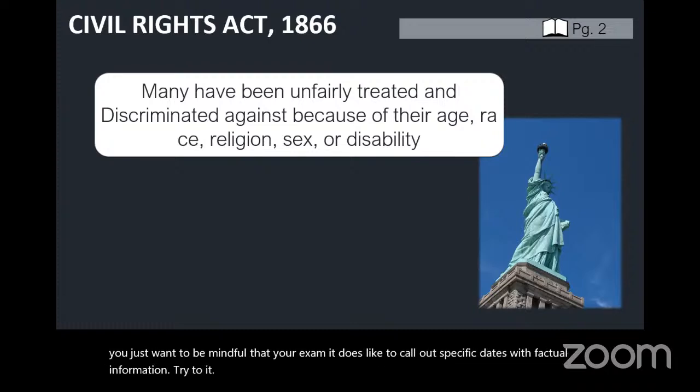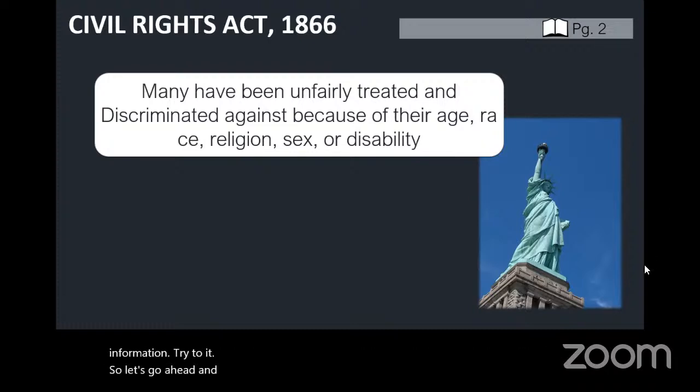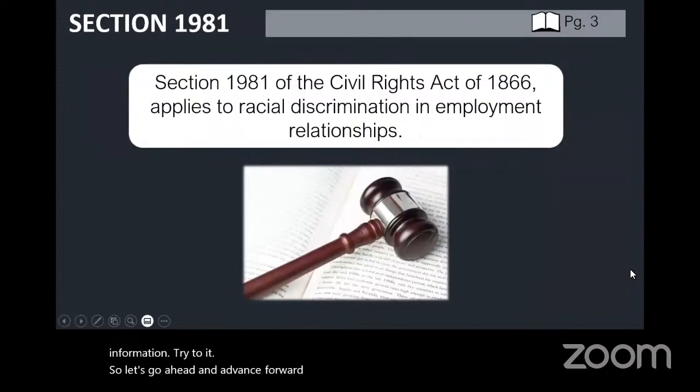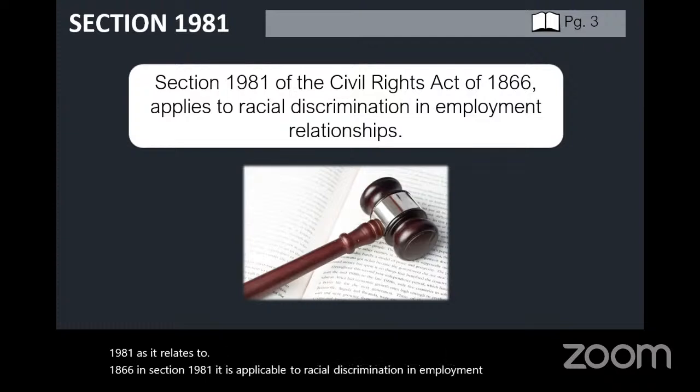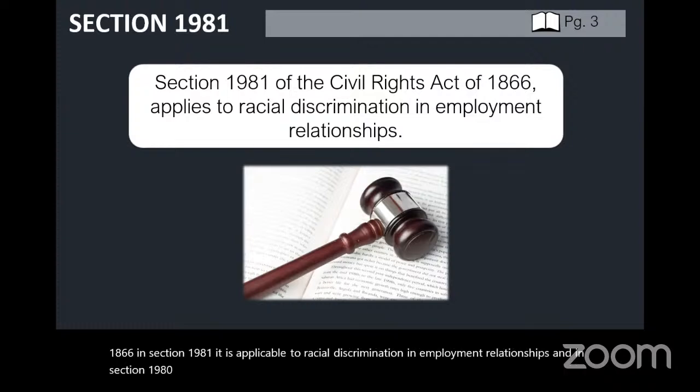So let's go ahead and advance forward and get into section 1981, as it relates to 1866. Section 1981 is applicable to racial discrimination in employment relationships. And section 1981 guarantees that all persons of the U.S.